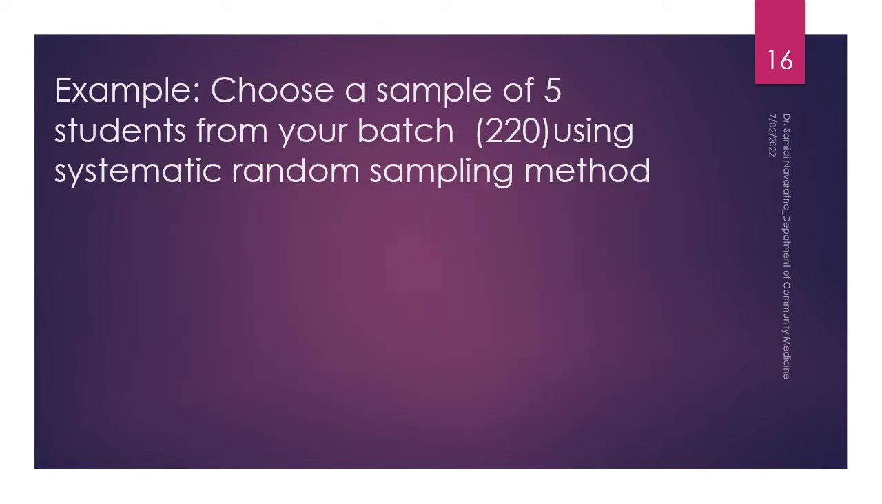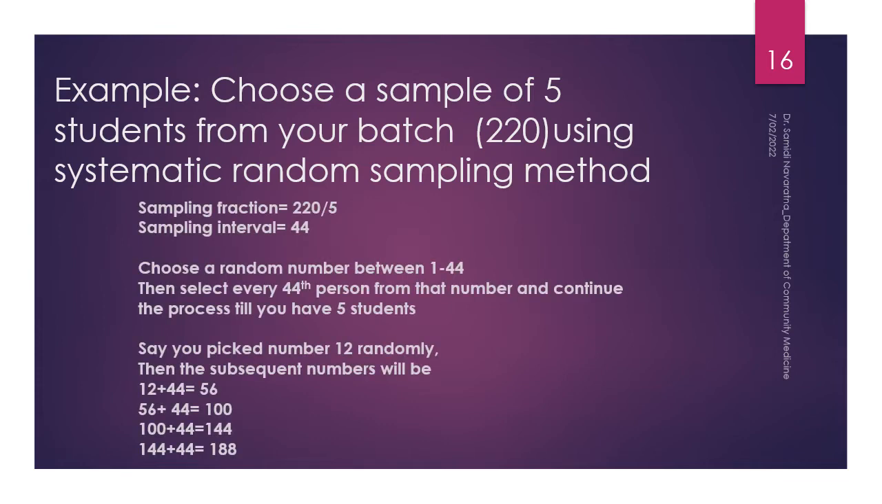So let's use the same example. You are going to now choose a sample of 5 students from your batch using the systematic random sampling method. So how are we going to do that? First you need to calculate the sampling fraction and the sampling interval. The sampling fraction is 220 divided by 5. This is the total number of students in your batch, and this is the required number in the sample. So the sampling interval will be 44.